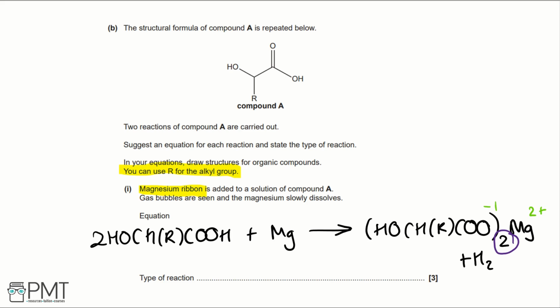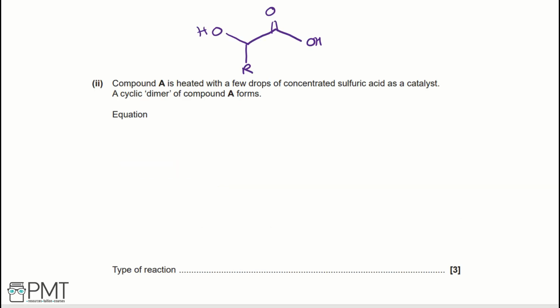The type of reaction is a redox reaction. To get the 3 marks for this question, you get 2 marks for the correct and balanced equation and 1 mark for stating redox. Part 2. Compound A is heated with a few drops of concentrated sulfuric acid as a catalyst. A cyclic dimer of compound A forms. The key words in this question are that we're forming a cyclic dimer.